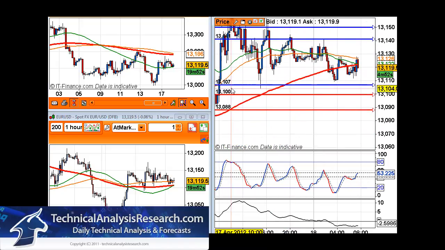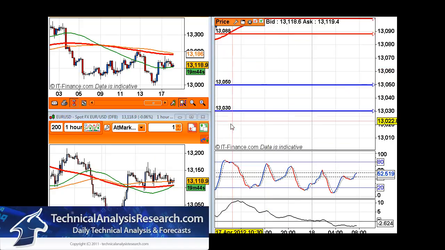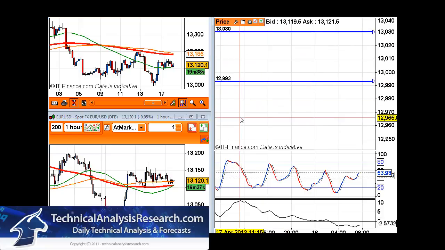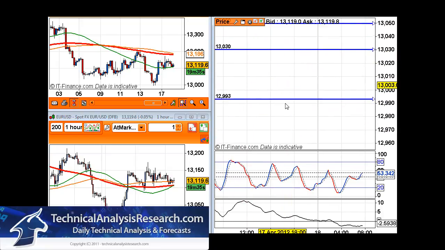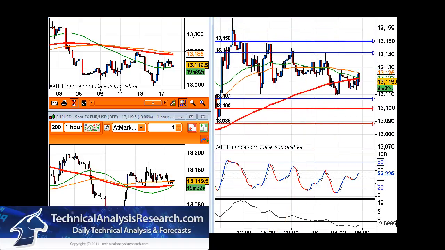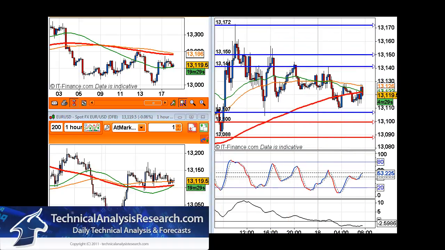Our support comes in today at 131.07, 13100, down to 130.88. And our two lower supports come in at 130.50 and 130.30. And we also have support down at 129.93. So our significant areas that I'm looking at, again, this is going to be our buy and sell area today, and that's down to the 130.100, down towards the 130.88 zone. Okay, so 130.88 up to 130.100 is our buy and sell zone.